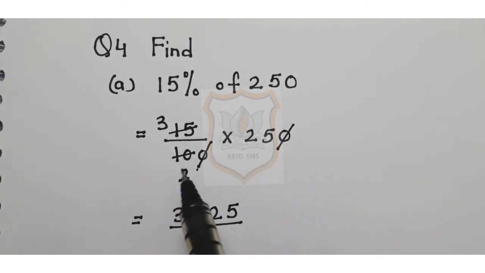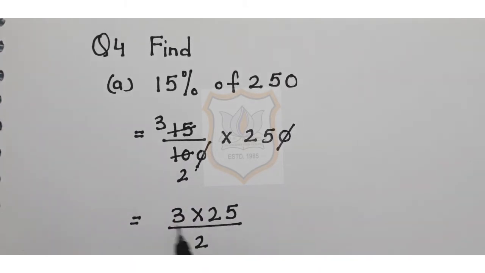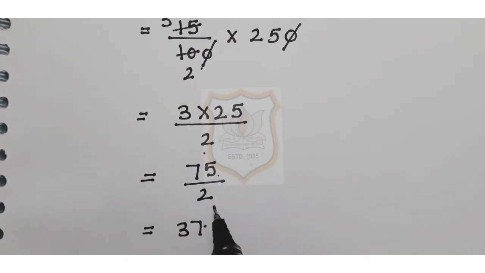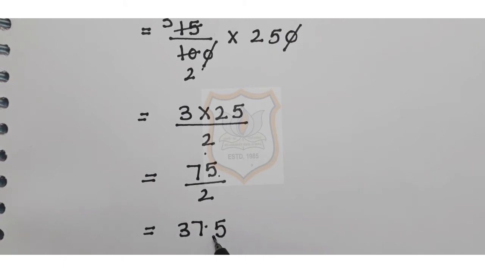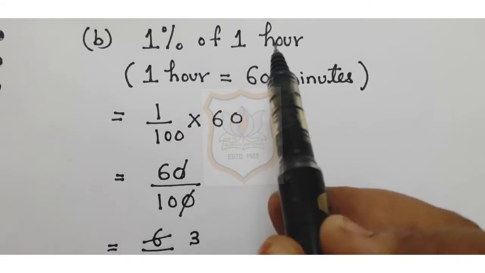Again 5 twos are 10, 5 threes are 15. This is 3 into 25 upon 2. 3 into 25 is equal to 75 upon 2. When I divide this 75 by 2, I will get 37.5 and this is the answer of A part. This is B part, 1% of 1 hour.